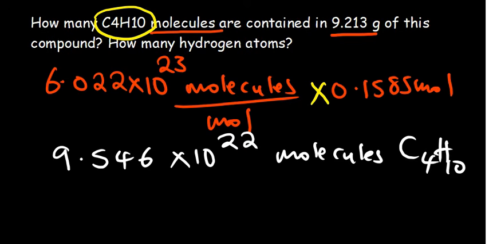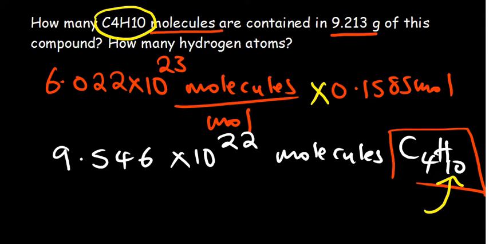How many hydrogen atoms? Very, very interesting. Now you ask yourself, we have this number of molecules of C4H10. Now, in each molecule of the C4H10, of course, if you're talking about the C4H10, we are talking about butane. So what exactly do we have there? We have 10 hydrogen atoms in each. Okay? In each molecule, we have 10.